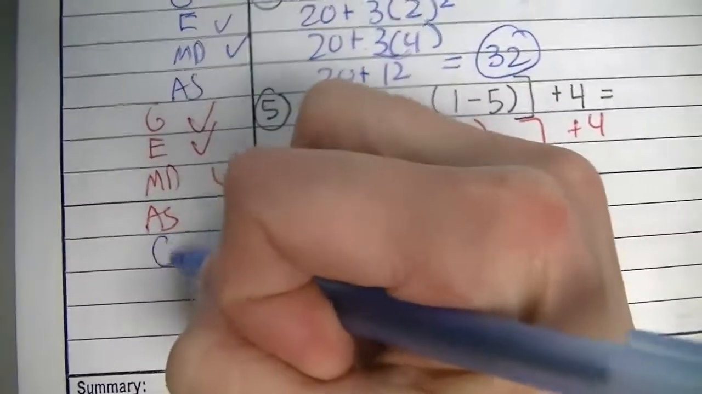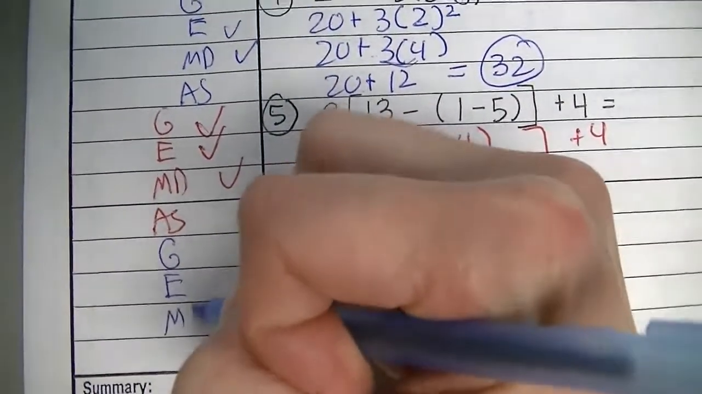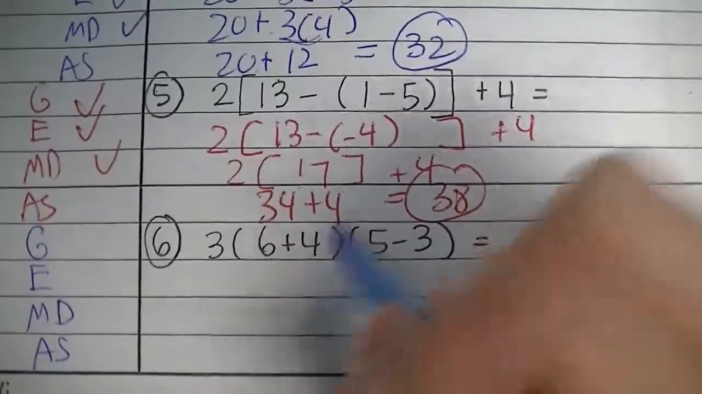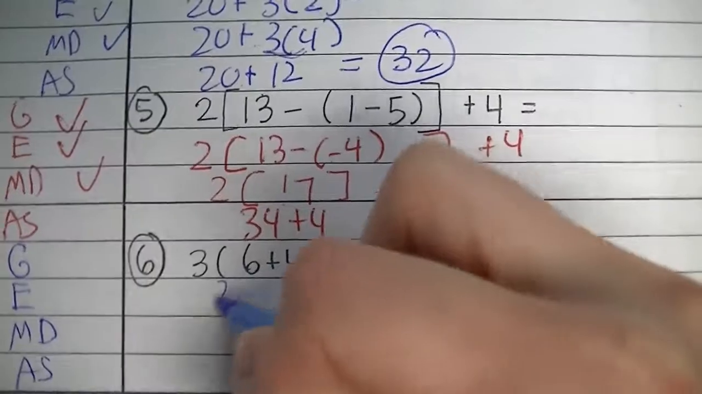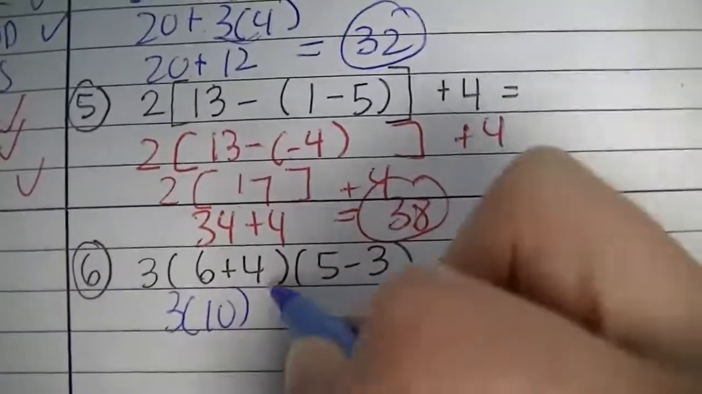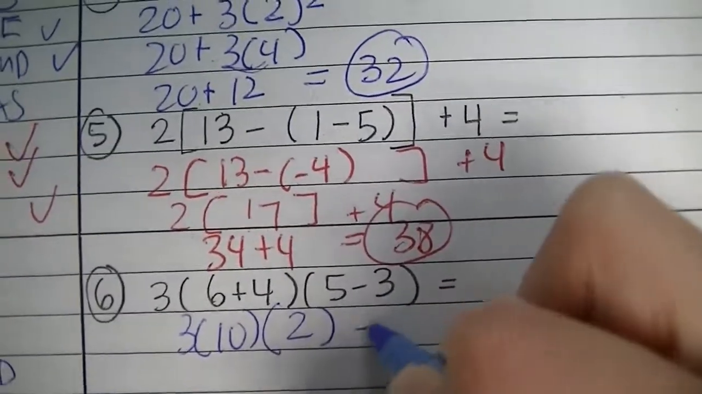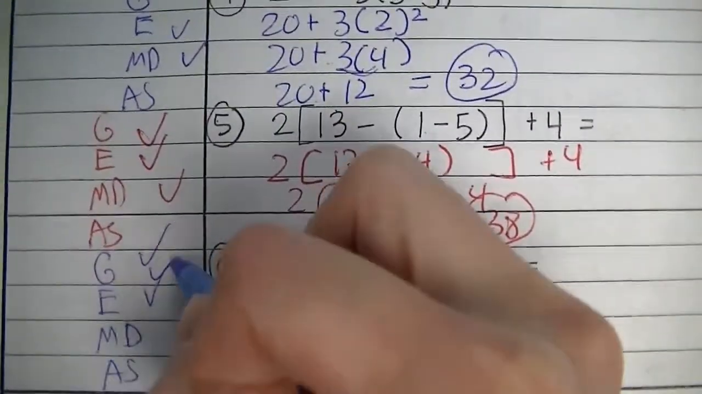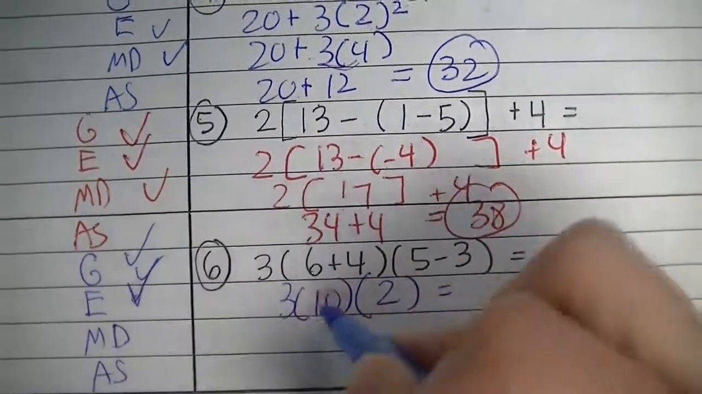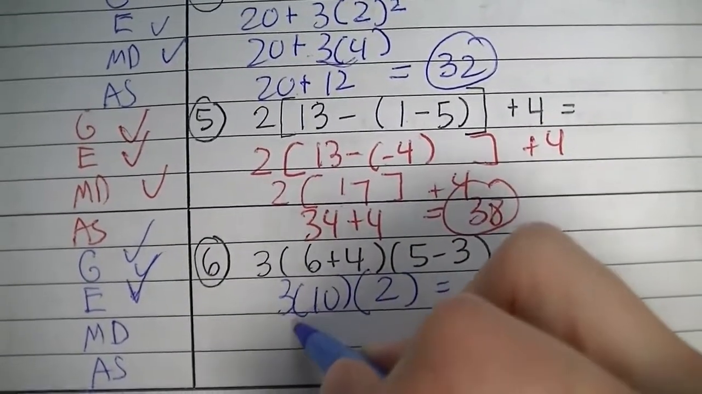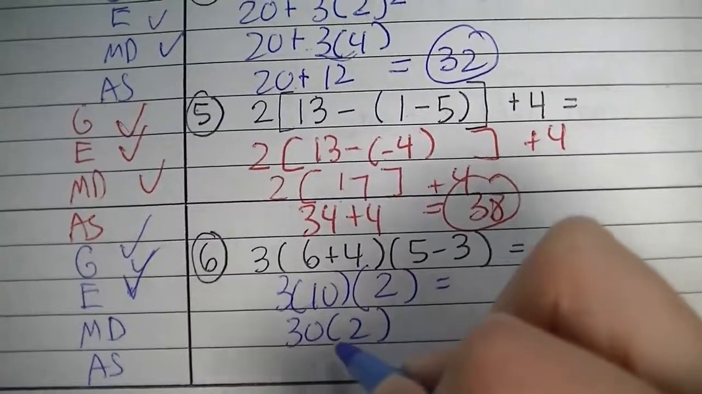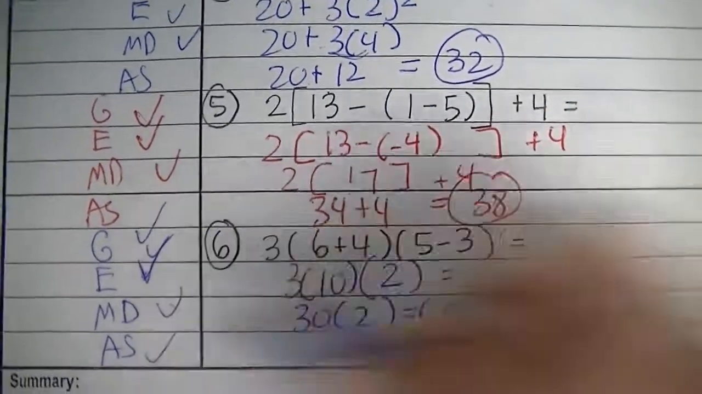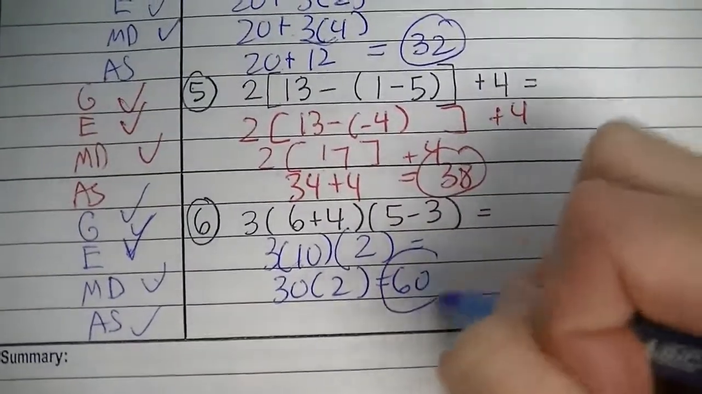Last one. Okay, grouping symbols. So 6 plus 4 is 10. There's a grouping symbol right there. 5 minus 3 is 2. Okay? And got that. No exponents. Multiply and divide from left to right. So right here is 3 times 10 is 30. Times 2, that is actually 60. And there was no addition or subtraction, so that's our answer. Okay?